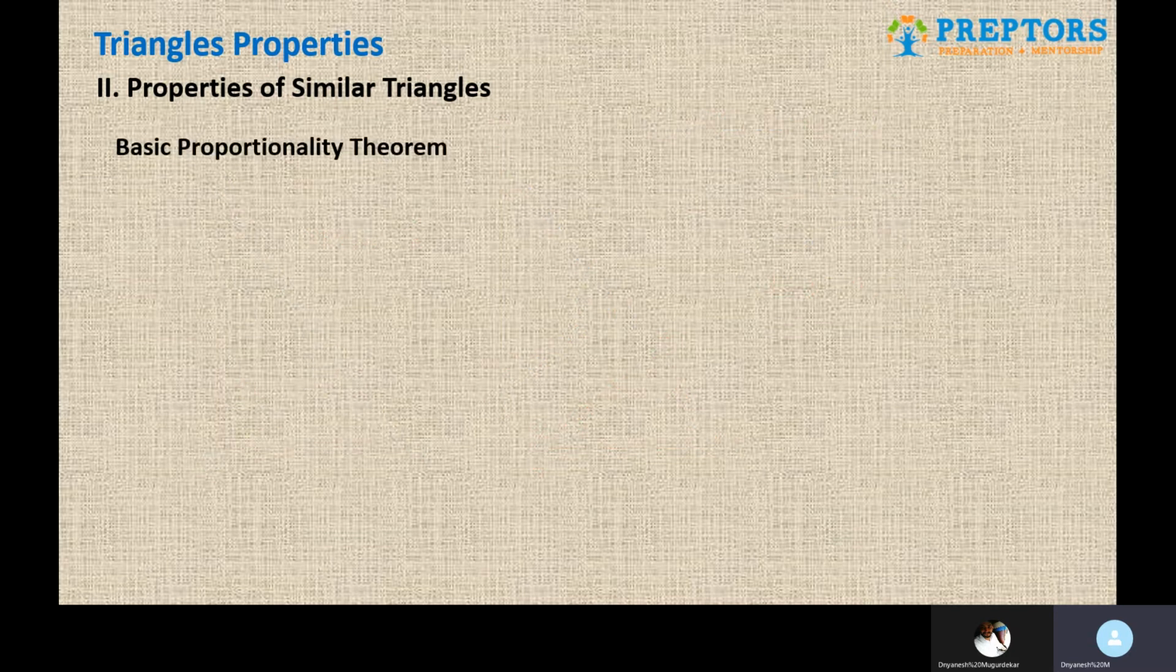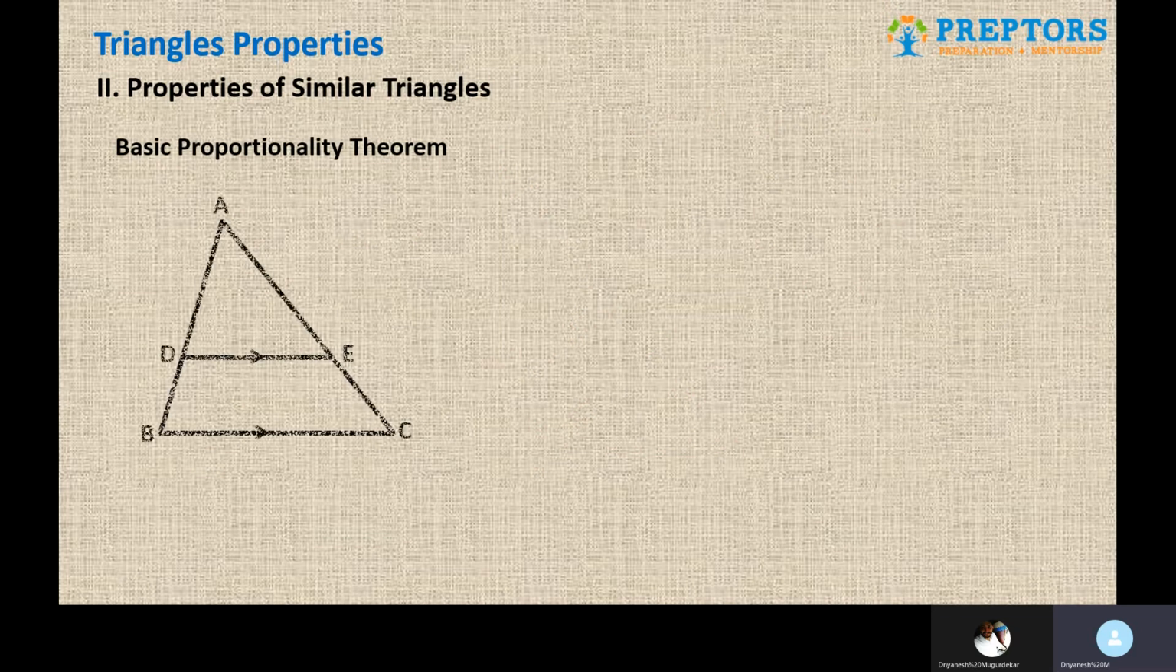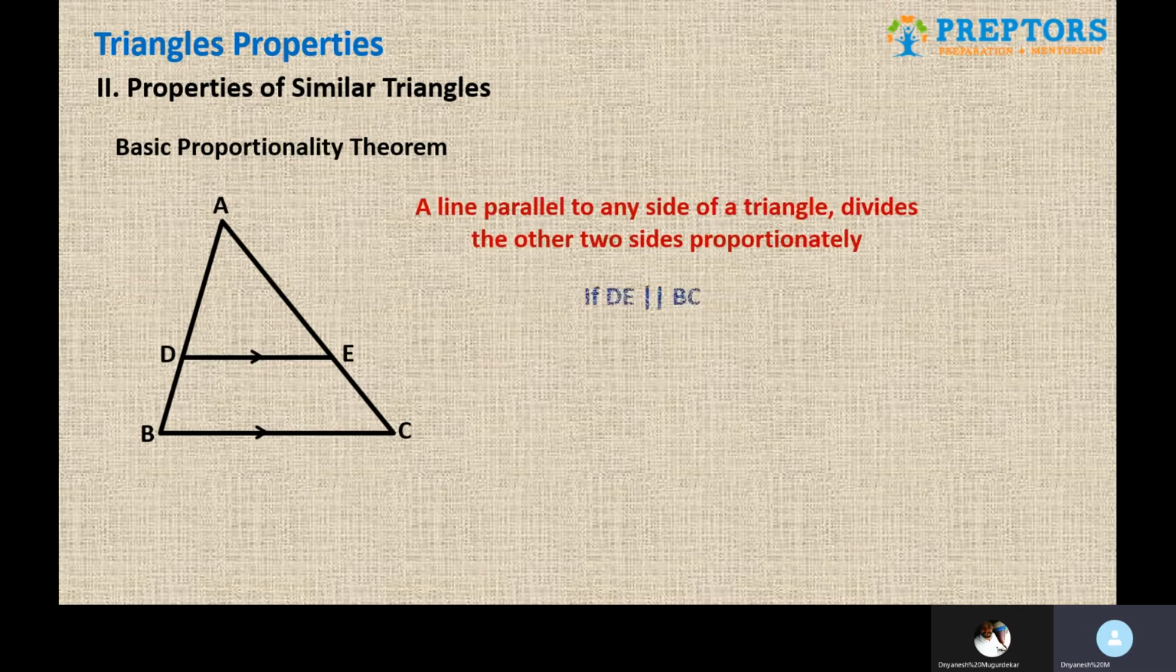The next part is two theorems that we are supposed to see. One of them is the basic proportionality theorem. The diagram is exactly what we have just now seen earlier. Again, the theorem is: if there is a line which is parallel to the third side of the triangle, then that same line divides the other two sides in a proportion, and that proportion is AD upon DB is equal to AE upon EC. And that is exactly what the theorem is all about. So you can read the official statement: a line parallel to any side of the triangle divides the other two sides proportionately.